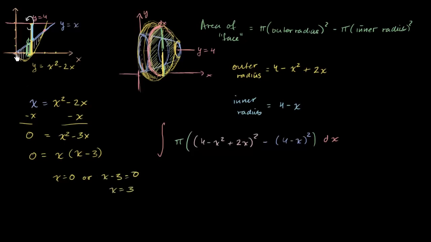So this is x is 0, and this right over here is x is equal to 3. So that gives us our interval. We're going to go from x equals 0 to x equals 3 to get our volume. In the next video, we'll actually evaluate this integral.